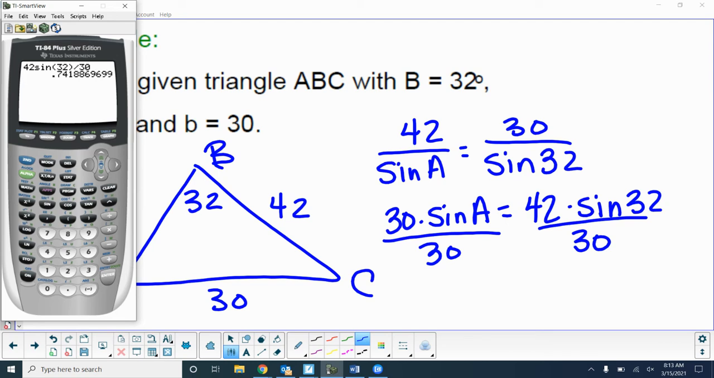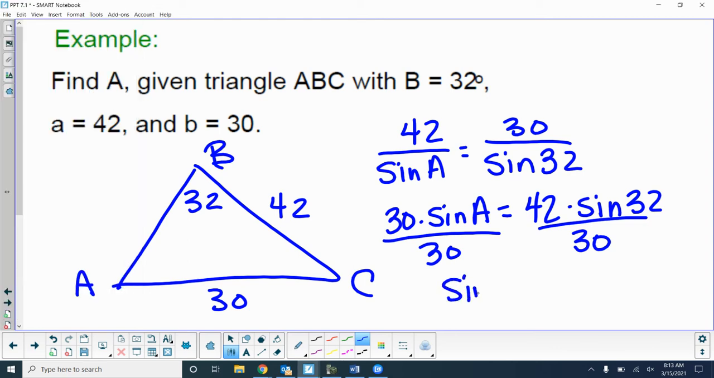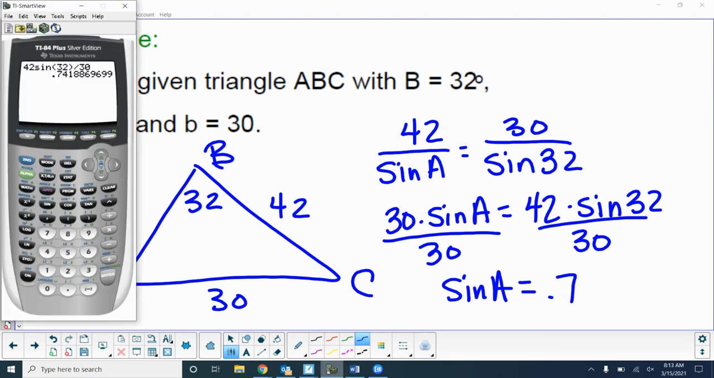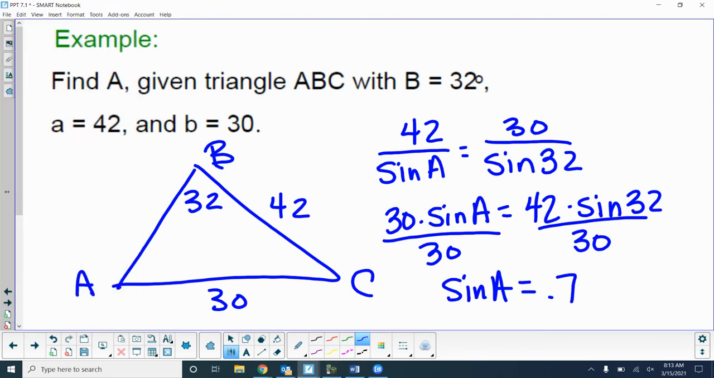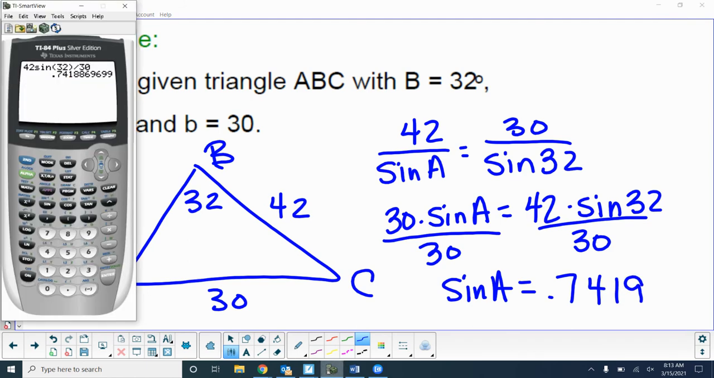All right, so sine of angle A is 0.7419. Okay, so again, I'm looking for the angle measure, so I hit second sine, second answer, and I get a 47.9 degree angle.